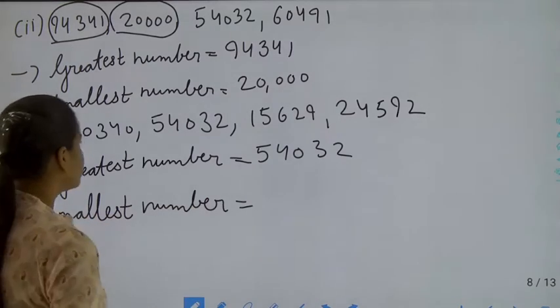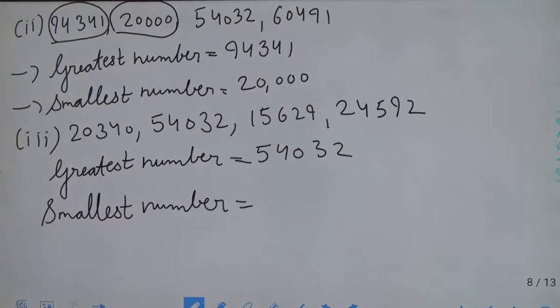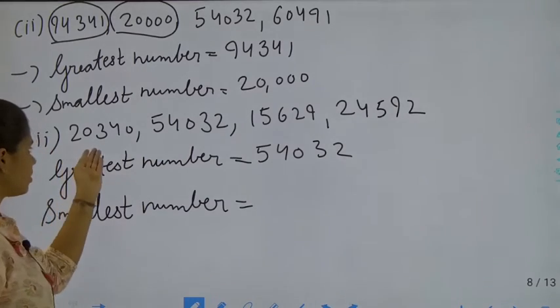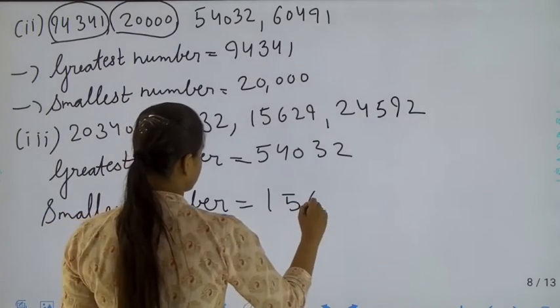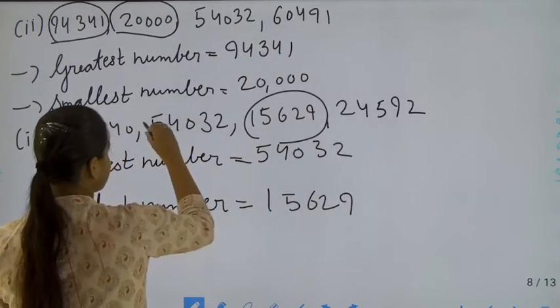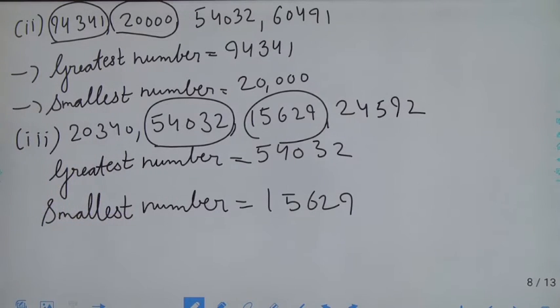that is, this is 24,592, 15,629, 54,032, and this is 20,340. So the smallest number is 15,629. This is the smallest number and this is the greatest number. Now if you want to take a screenshot, you can take. Then we will move to the next.